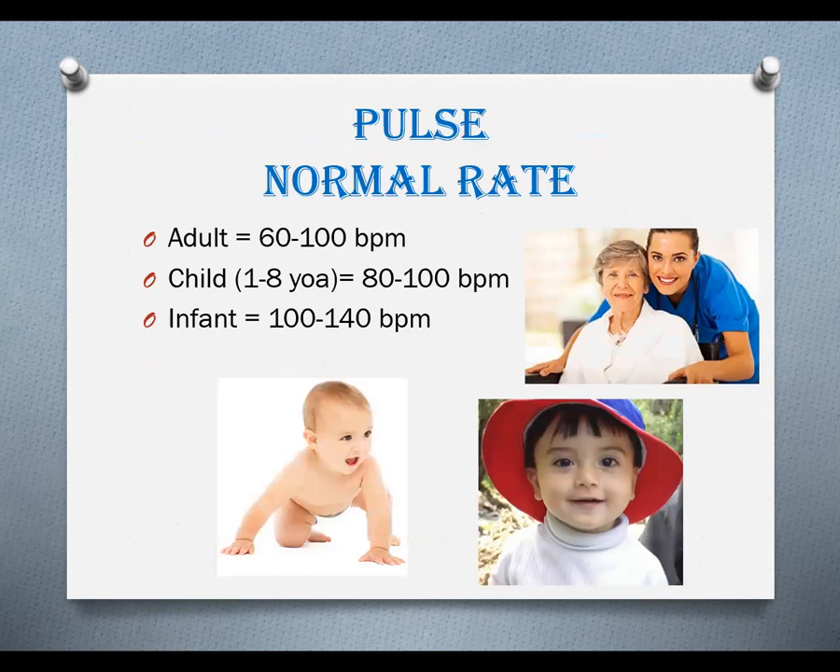Pulse differs depending on the age. With the adults, that's your normal, 60 to 100 beats per minute. A child 1 year to 8, they tend to run a little higher, and the infant runs actually higher than an adult or a child. So these are your normals. You may want to know these normals.